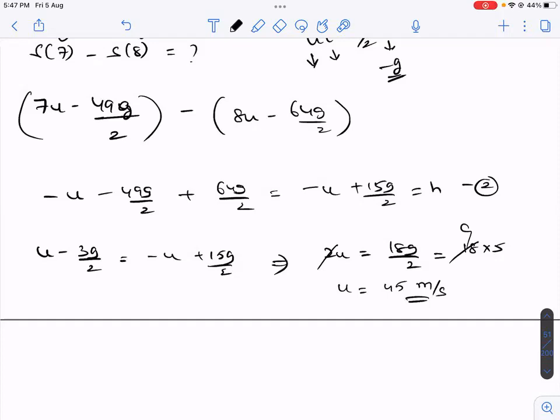Once u is 45 meter per second, substitute it back in any one of the equations and try to find out the value of h and tell me.